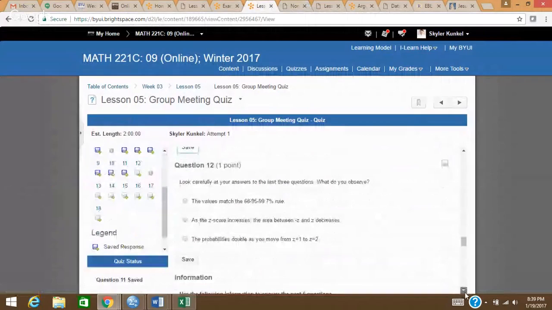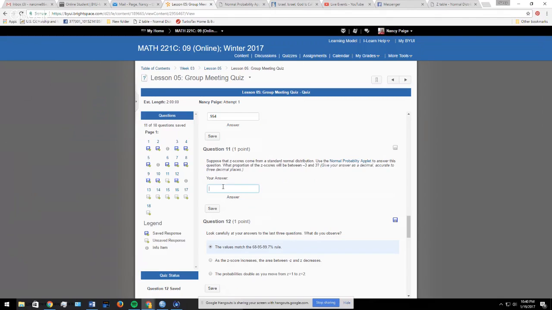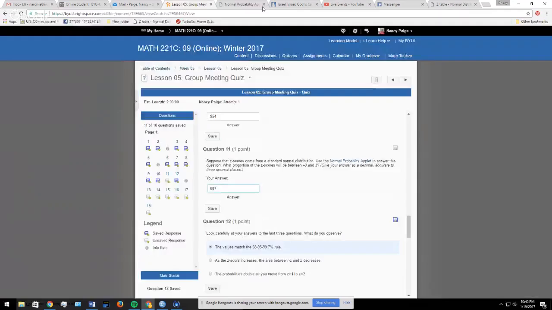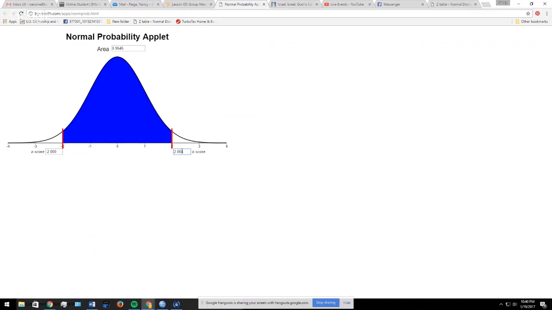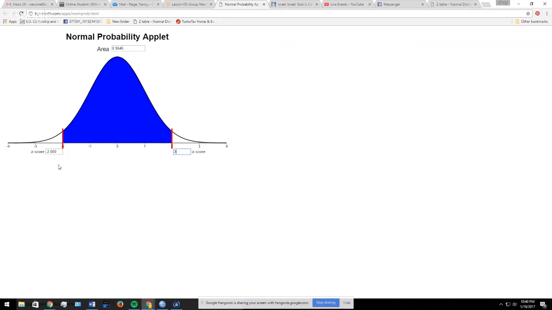Number 12: look carefully at your answers to the last 3 questions. What do you observe? Yeah, the values match the 68, 95, 99.7 rule. Okay, hold on one second. Number 11 was 0.997, right? Right. Okay.